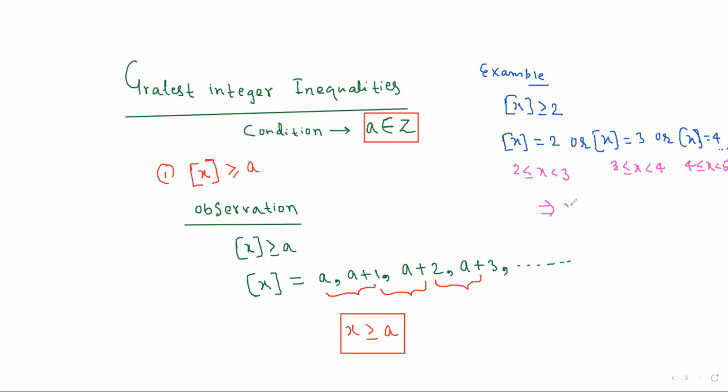So what is the fundamental observation? Simple: x is always greater than or equal to 2. This will be our final and clear-cut answer. I think your doubt will also be clear. Got it? Yes, sir. Note it down. You have to take out the problem by the simple method.